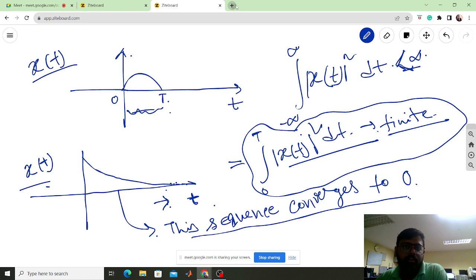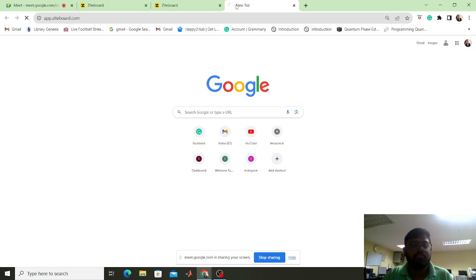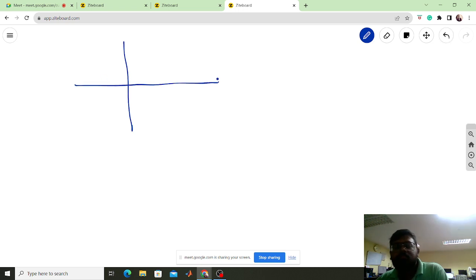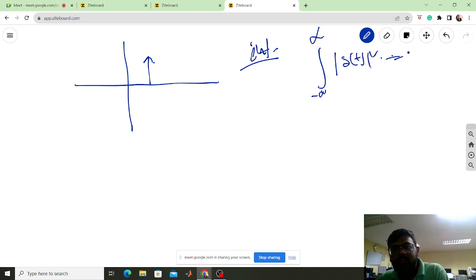Now suppose we have a delta pulse here. Even if the amplitude at a particular instant of this delta pulse is infinite, still the integration is finite from minus infinity to infinity. If we take a delta pulse, that is sort of 1, it will come.